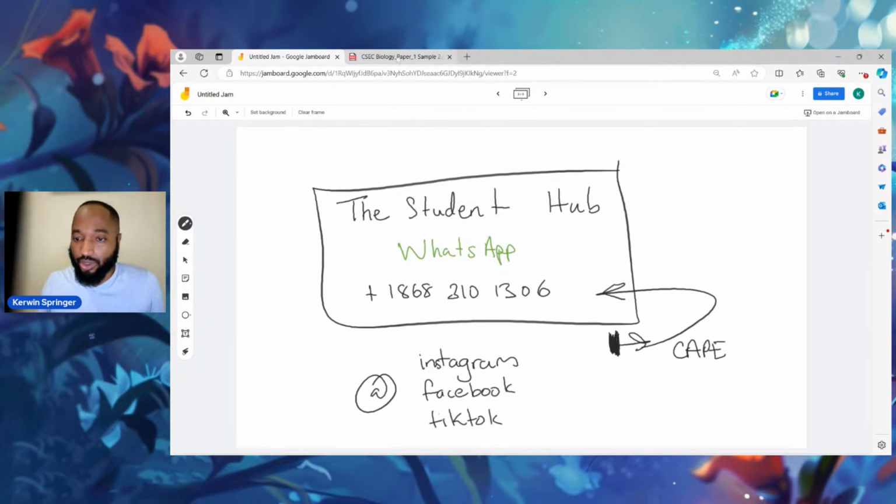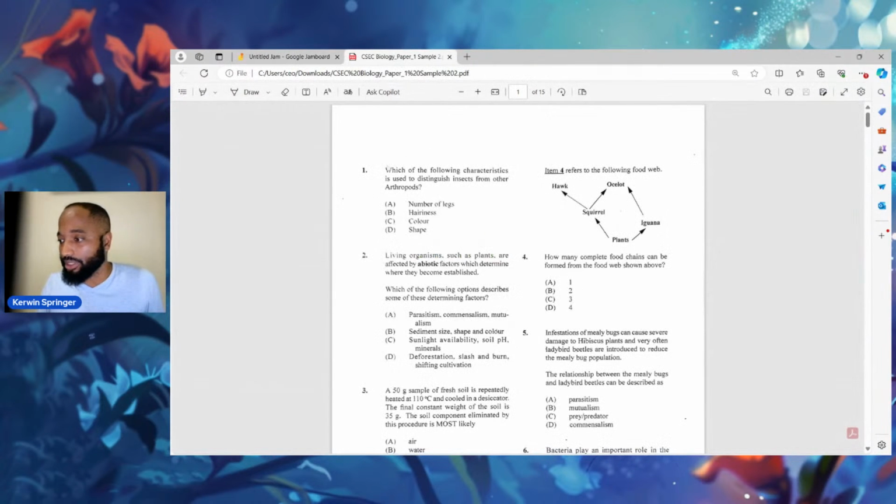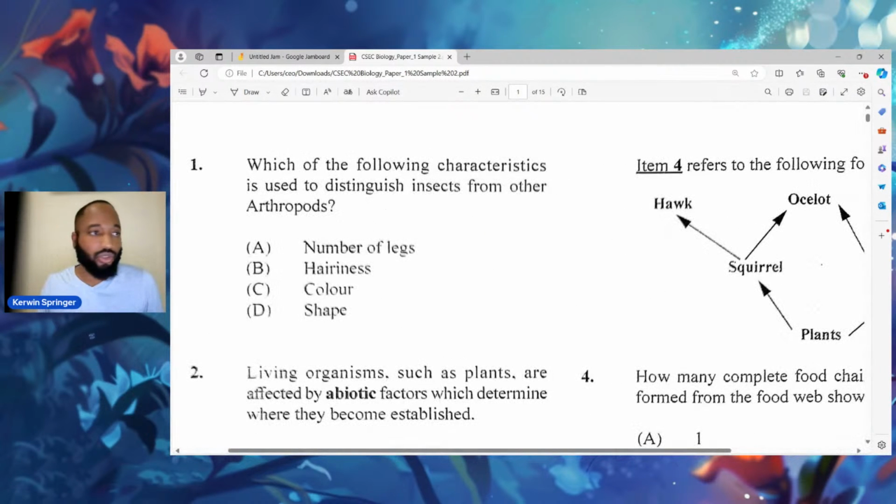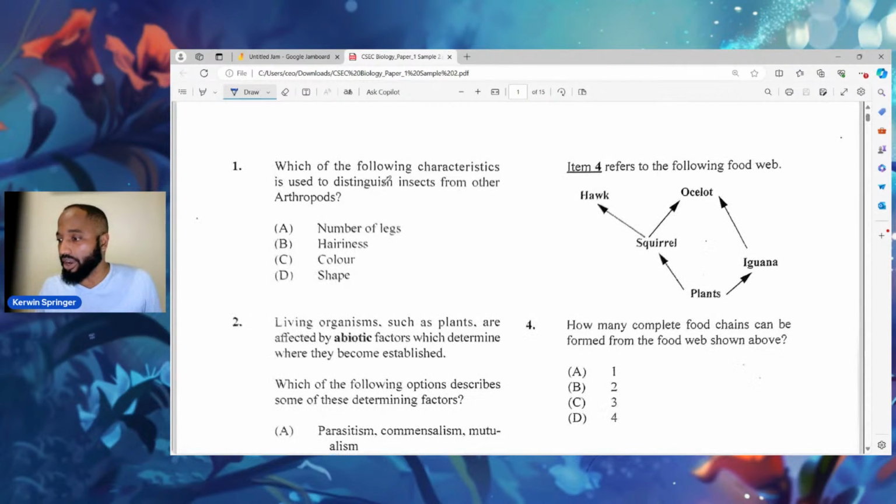All right, everybody. So let me jump in, lock in. Which of the following characteristics is used to distinguish insects from other arthropods? Well, it had to be the number of legs, right? Number of legs. How many legs in an insect? The hairiness, the color, the shape. I think the best answer is A here.